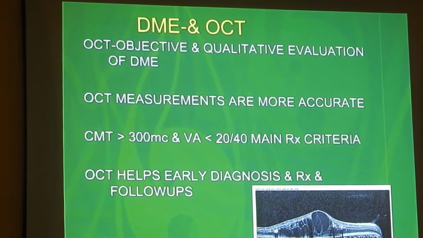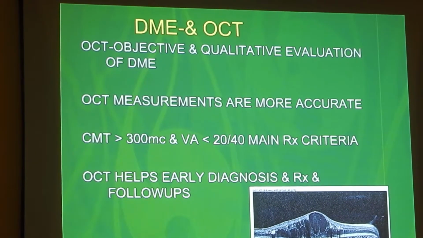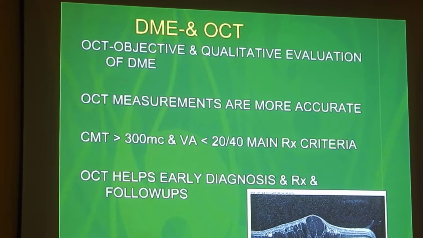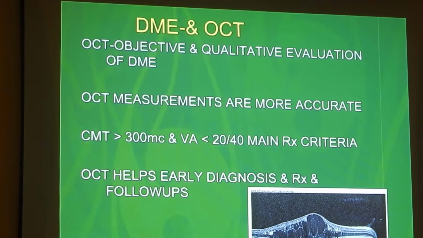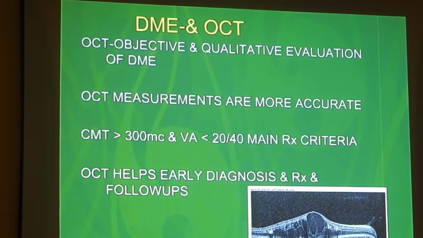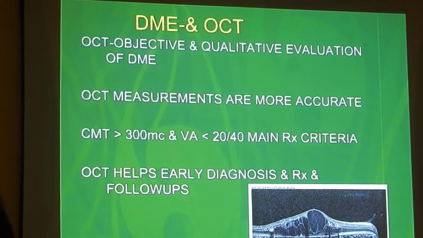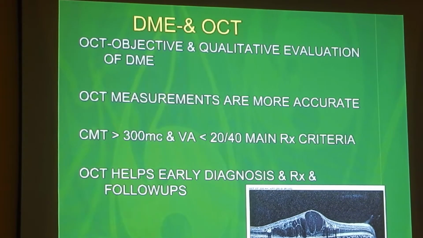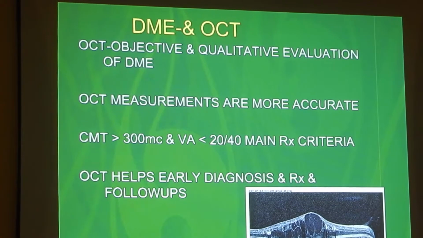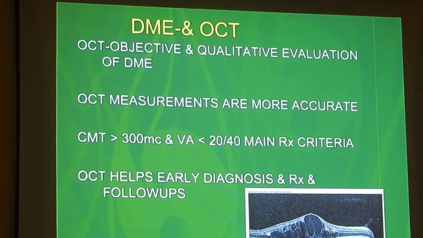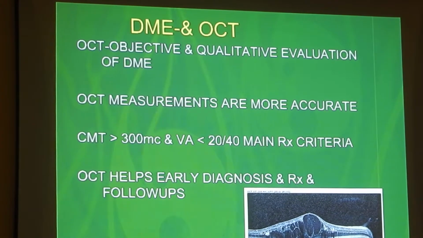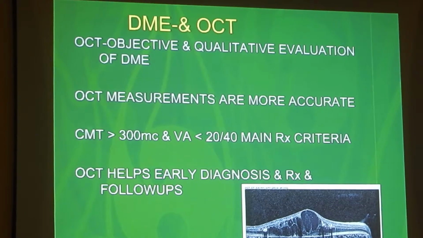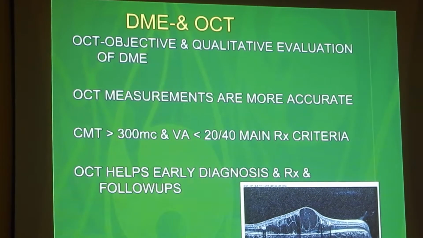OCT is an objective and quantitative evaluation. We will see in detail what OCT is, but it measures more accurately all layers of the retina, where exactly the edema is and how much is the thickness. You can literally measure. If it is more than 300 micron, then you can label it as edema. Or in clinical terms also, if the vision drops down to 6/9, then again you can say that there is something going wrong in the retina. And OCT particularly helps in early diagnosis, treatment and follow-up studies, which we will see.